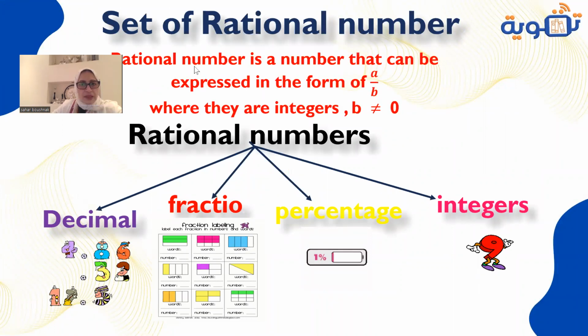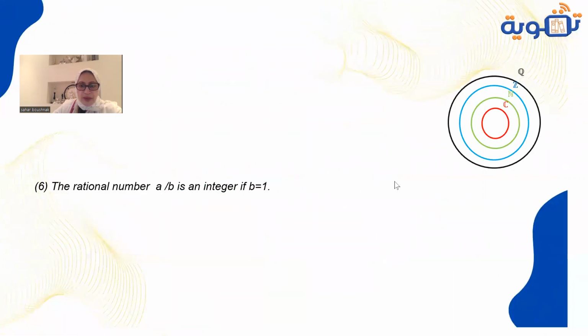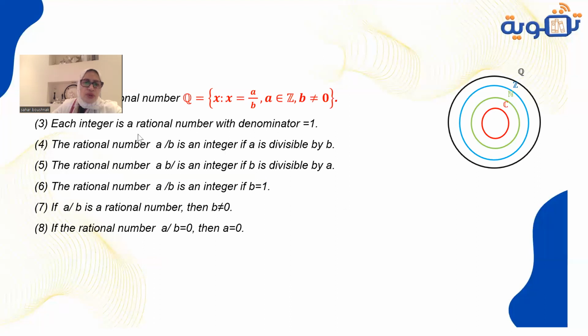And we know that we can represent or express a rational number as a over b, and b doesn't equal 0. And we can write it as a decimal, fraction, percentage, or integer. Also, we can express this rational number as x such that x equals a over b, which is a fraction, but we mustn't make the denominator equal 0, so b doesn't equal 0.